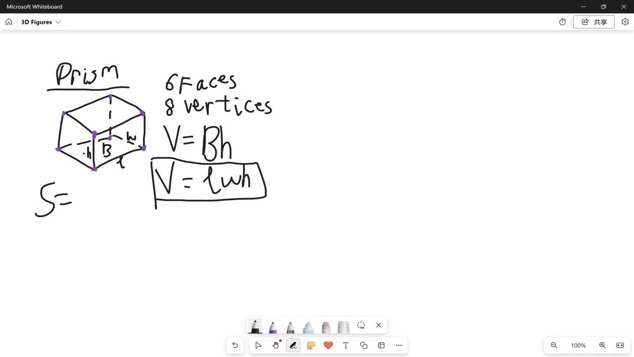Okay, so moving on to the surface area. We'll call the surface area S. What's a surface area first? It's basically the sum of the areas of all the 2D faces which make up the prism. So we have 6 faces here. They're rectangles or squares. We want to sum the areas of these 6 faces up. So how do we do this?